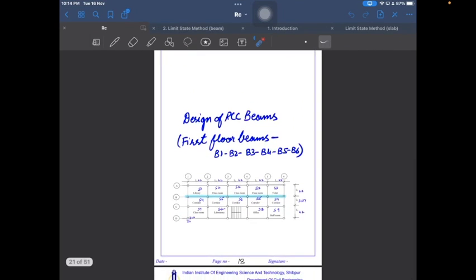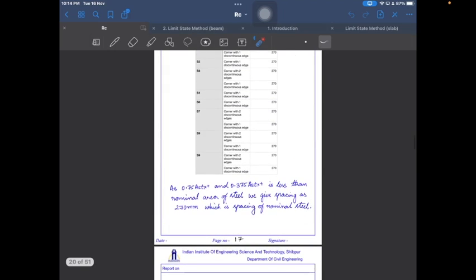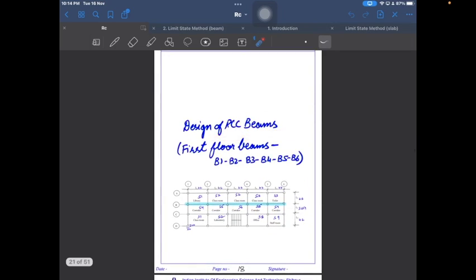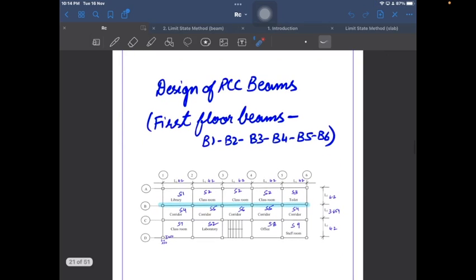Okay. So till here it was the story of slab. Now we have the story of beam, RC beams. In our project we have to design two sets of beams, like B1, B2, B3, B4, B5, B6, this set of beams, and also we have to design this set of beams A5, B5, C5 and D5.